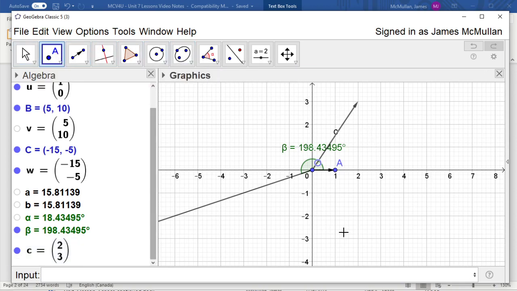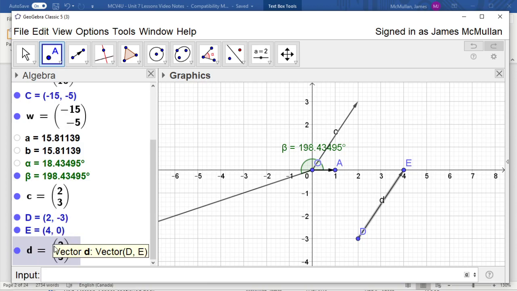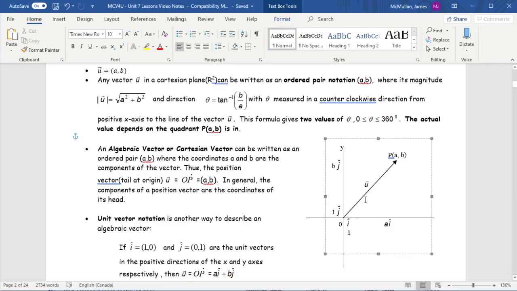Now, notice if I put a point over here and a point over here, and then I say vector d to e, as far as GeoGebra is concerned, and as far as vectors are concerned, the vector c and the vector d are the same thing, because they're both move 2 to the right and 3 up. Where you started is irrelevant. That being said, most of the time you're going to want to start at 0, 0. So most of the time, if I'm talking about a vector in this form, it started at 0, 0, and it ended at that specific point.